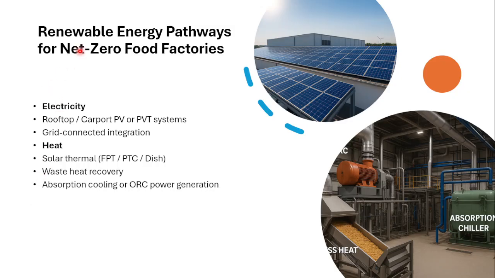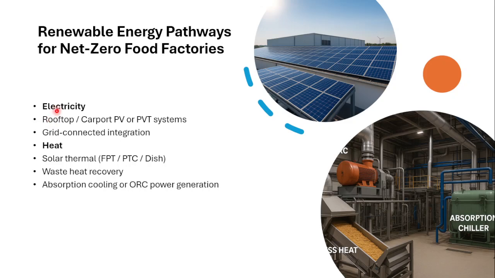I start with this slide, which is in general a very short explanation and gives you some guideline. I emphasize two types of energy, electricity and heat, because as we know, the majority of the energy we need is divided into two types, electricity and heat. And I explain to you what we should do in the food factory.